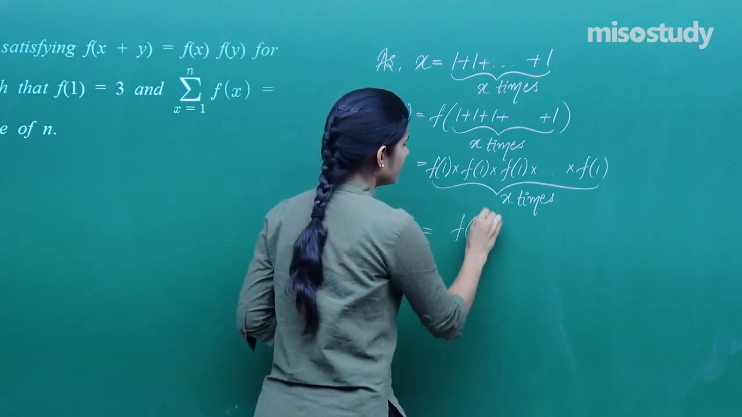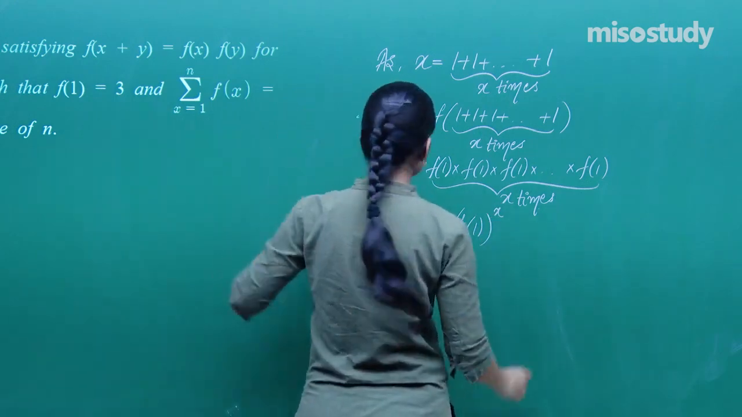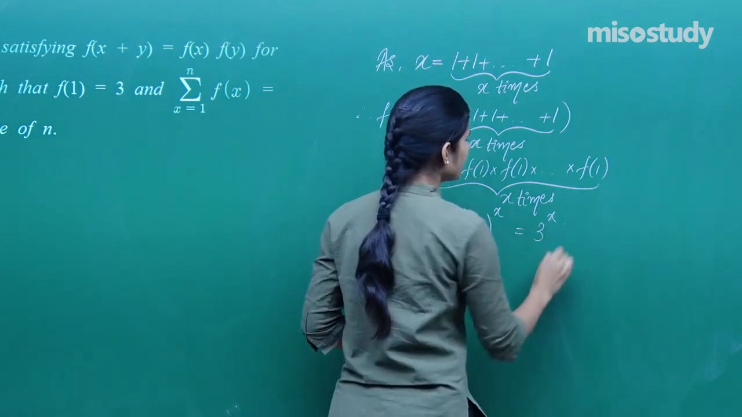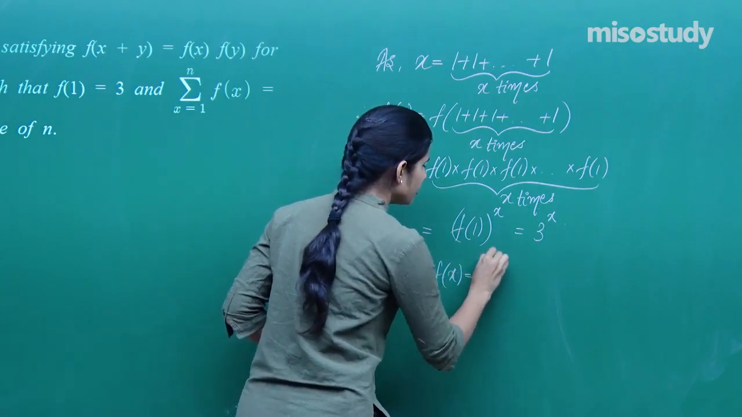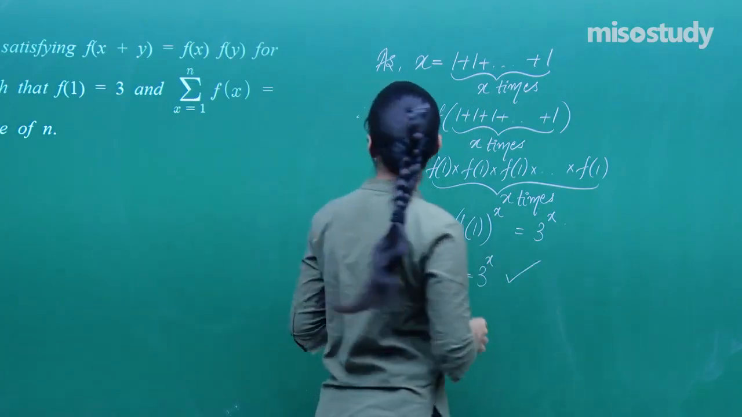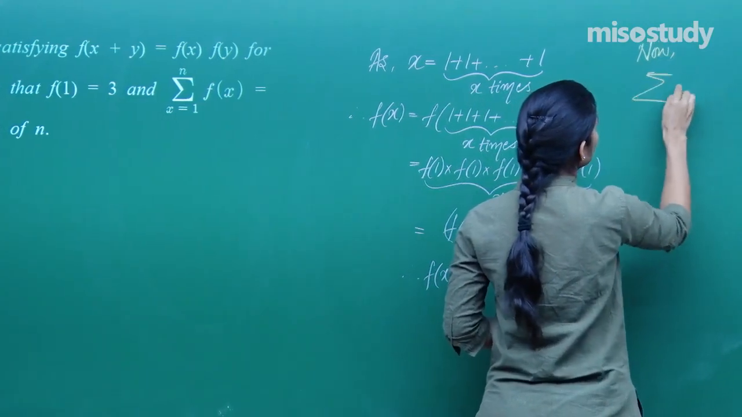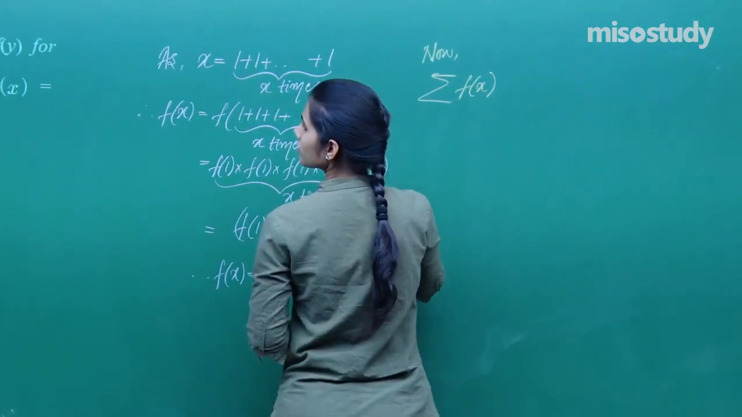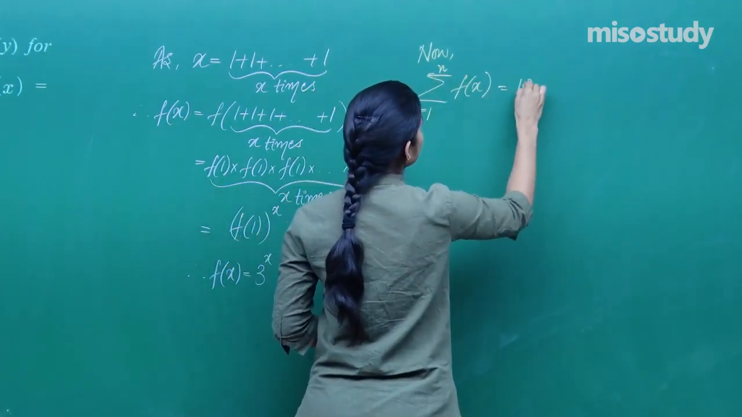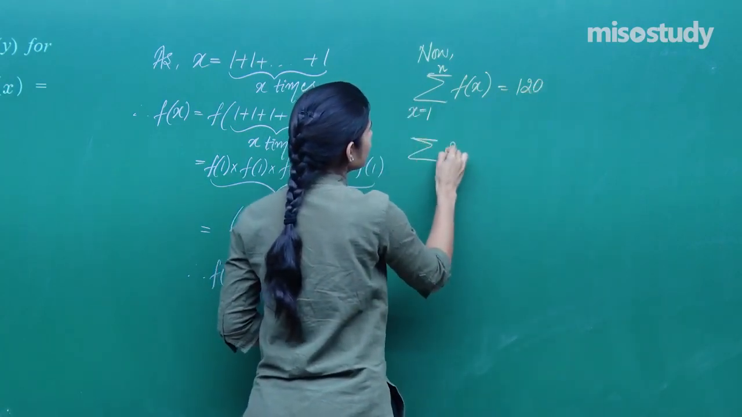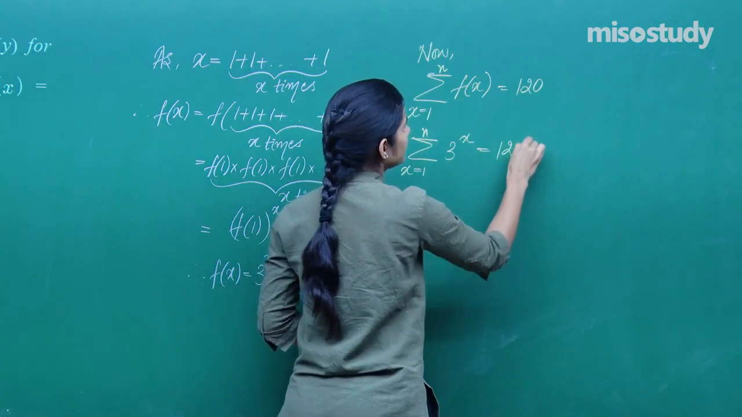This means f of 1 whole to the power x. That is what happens. But f of 1 is given to be 3, so this is 3 to the power x. I have got f of x is actually 3 to the power x. Now, I am given that summation of f of x, x going from 1 to n, is 120. That means summation of 3 to the power x, x going from 1 to n, is 120.